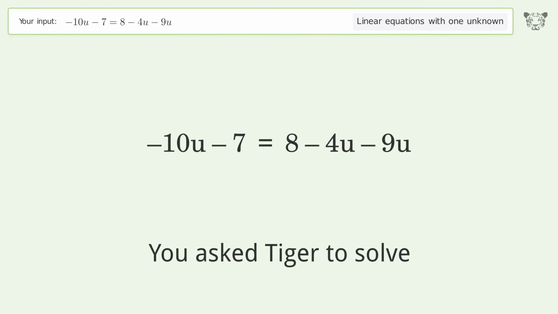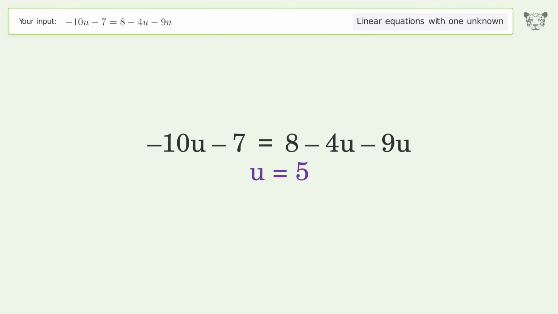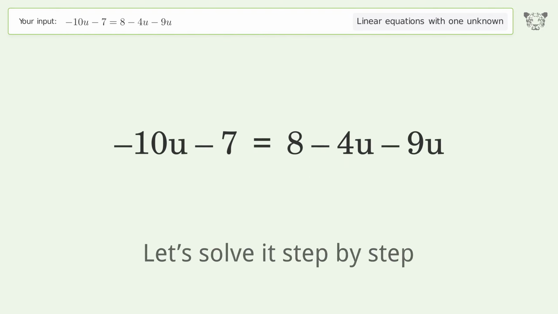You ask Tiger to solve. This deals with linear equations with one unknown. The final result is u equals 5. Let's solve it step by step.